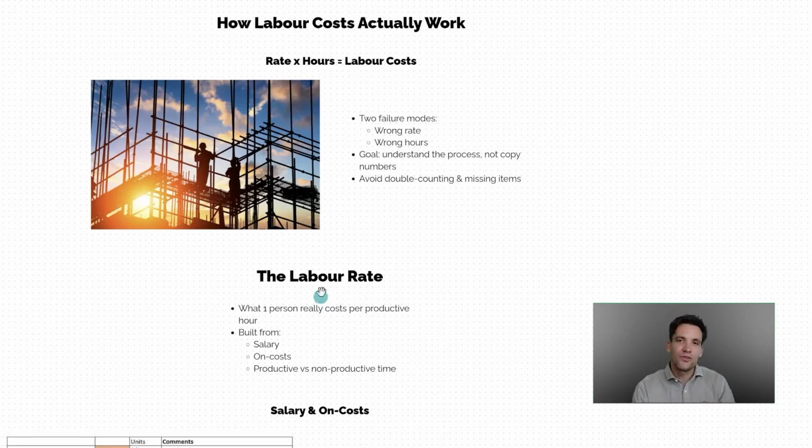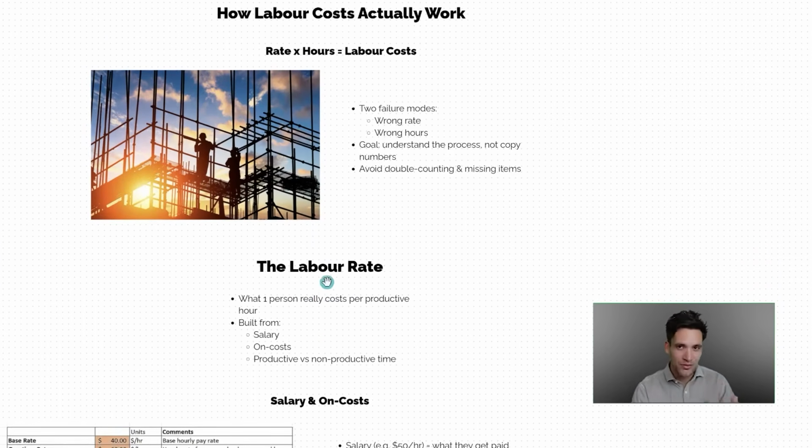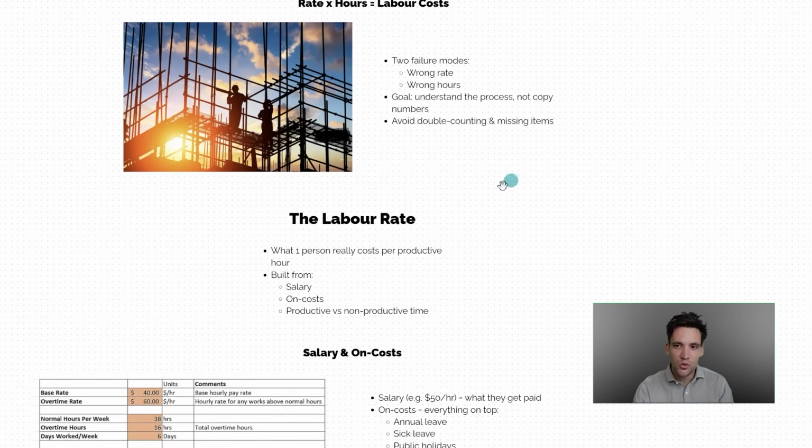So first off, let's talk about how to accurately come up with the labor rate, and then we'll go on to coming up with the total man hours. So the first part of this is all going to be about calculating the labor rate. The labor rate is what one person costs per productive hour. So what does someone working on a specific task cost the business per hour? That's what we need to recover in the labor rate.